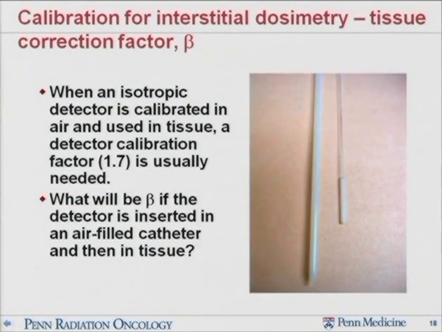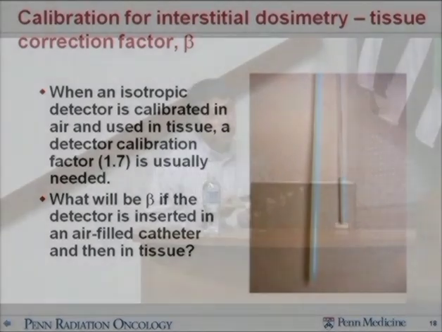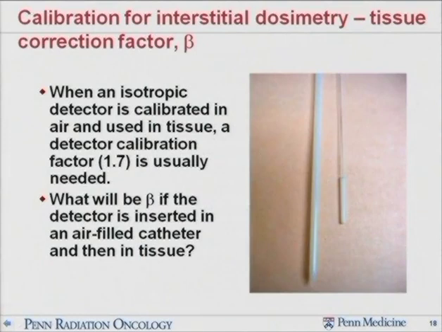The second thing that is very important is that most of these detectors are calibrated in air, in a collimated beam, but we use the isotropic detector inside a tissue. And in tissue, one has to take into account that the tissue has a different index of refraction, which introduces a large correction factor, called the tissue correction factor, beta, that could be as large as 1.7 to 2 times the original calibrated number. And so this number needs to be characterized for each detector. It could differ from detector to detector.